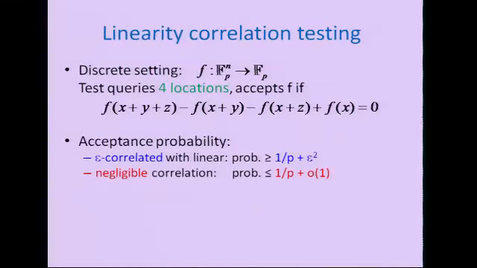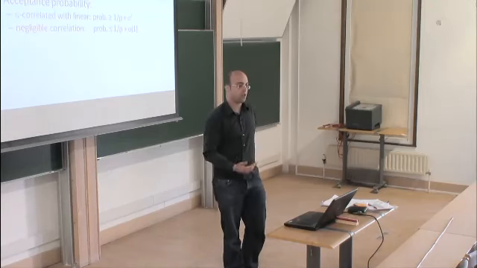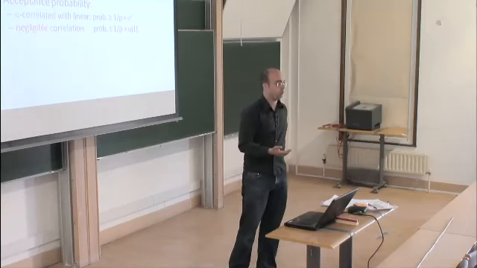And if you look at the same thing in the discrete setting, then we have a function from F_p^n to F_p instead of a complex function. An equivalent way to view it is to say we have the following test. We evaluate this discrete function at 4 locations, chosen so that the sum is 0. This is a very local test, and its acceptance probability, the probability it accepts a function, depends on the correlation this function has with the set of linear functions.